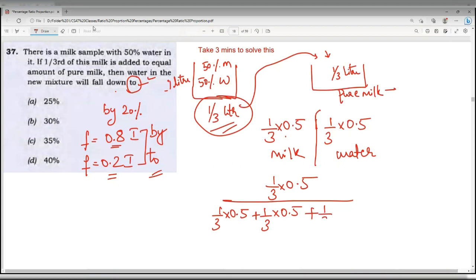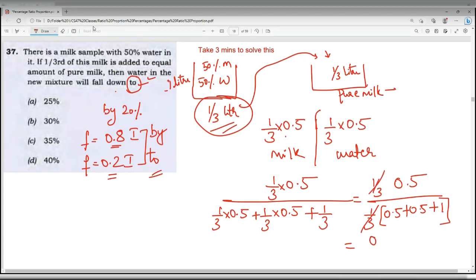It is 1/3. And in this, if we take 1/3 common, I will take 0.5 here, and here I will take 1/3 common, 0.5 plus 0.5 plus 1. And I can cancel this 1/3, 1/3. This is 0.5 divided by 2. This is 0.25. So this is 25%. So the correct option is option A. It has fallen down to 25%.